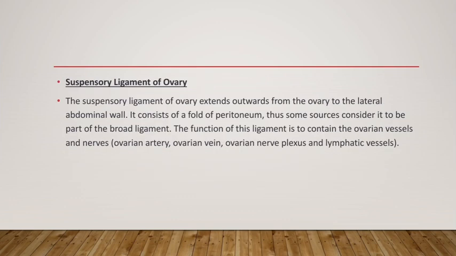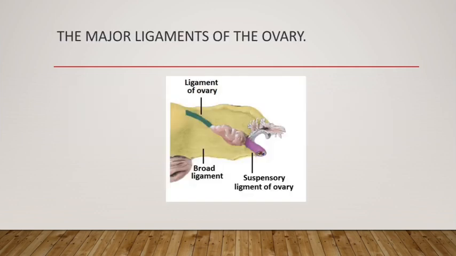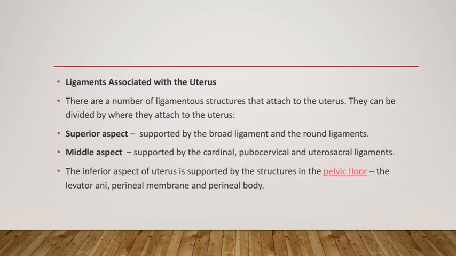Suspensory ligament of the ovary extends outward from the ovary to the lateral abdominal wall. It consists of a fold of peritoneum. Some sources consider it to be part of the broad ligament. The function of the ligament is to contain the ovarian vessels and nerves: the ovarian artery, ovarian vein, ovarian nerve plexus and the lymphatic vessels. Major ligaments of the ovary are the broad ligament, suspensory ligament and the ovarian ligament.